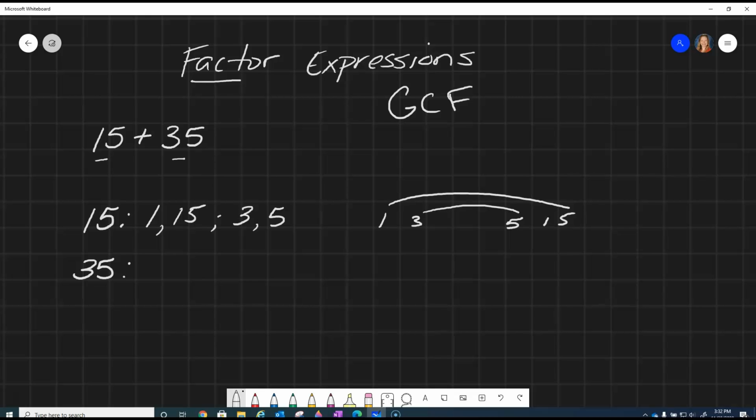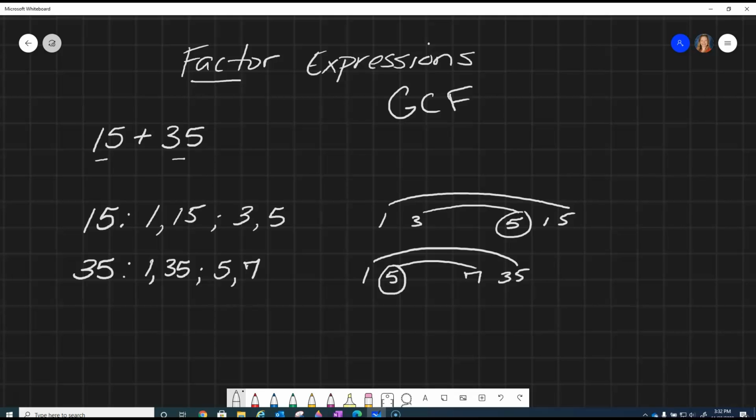For 35, we can think of factor pairs. So 1 times 35 is 35, and 5 times 7 is 35. So I could also do my rainbows that we did earlier this year as well. Okay, now I find the greatest one. I know they have one in common, but we're looking for the big one. And we see here 5 is the greatest common factor.